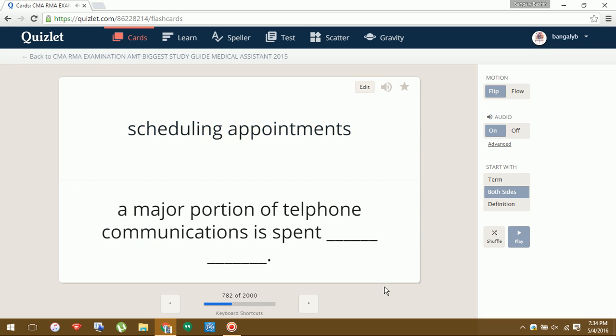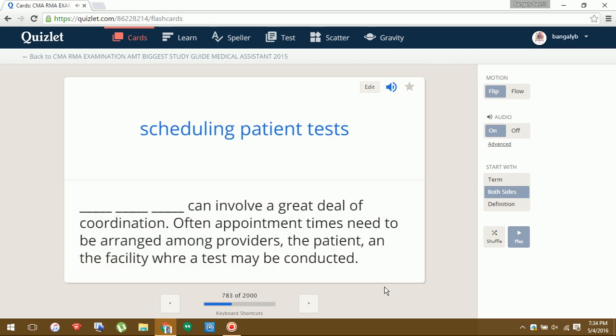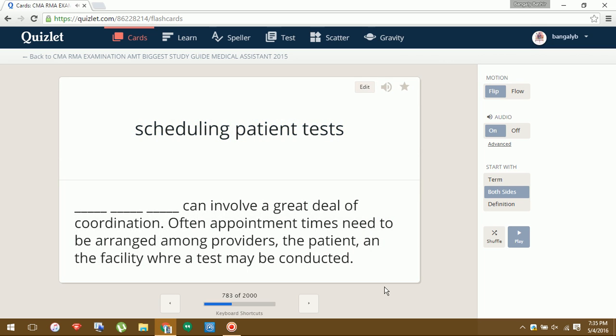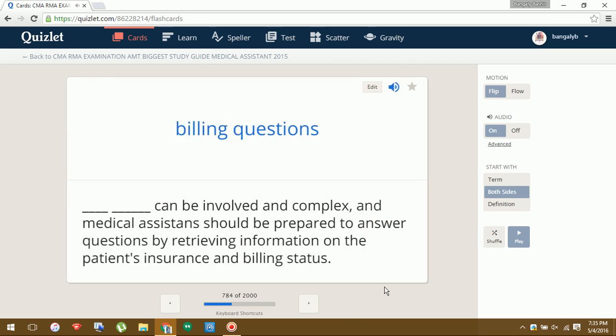Scheduling appointments. A major portion of telephone communications is spent scheduling appointments. Scheduling patient tests. Scheduling patient tests can involve a great deal of coordination. Often appointment times need to be arranged among providers, the patient, and the facility. A test may be conducted. Billing questions.